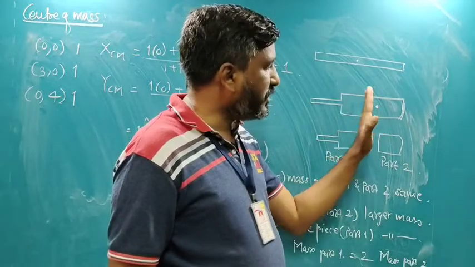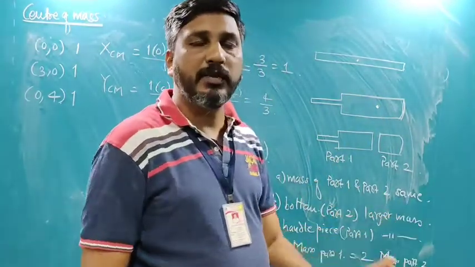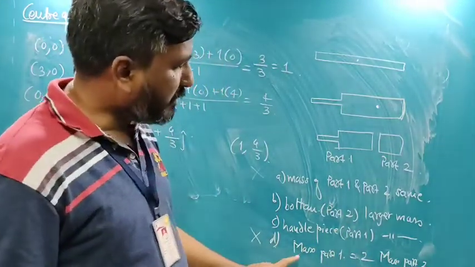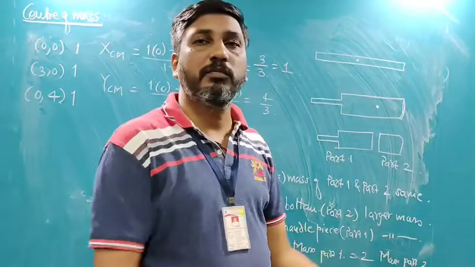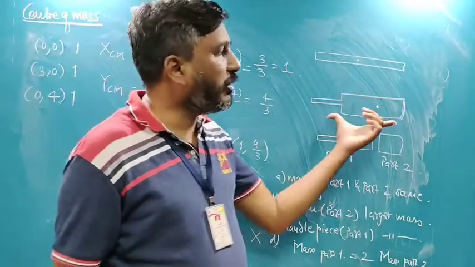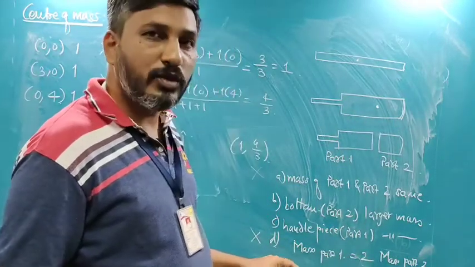But here the center of mass is not exactly at the center, therefore saying the mass of part 1 and part 2 is the same is a totally wrong answer. The last one is also wrong. Saying the mass of part 1 is double the mass of part 2 has no mathematical logic. There is no given area, no length, no dimensions given. Therefore the last option is also wrong.